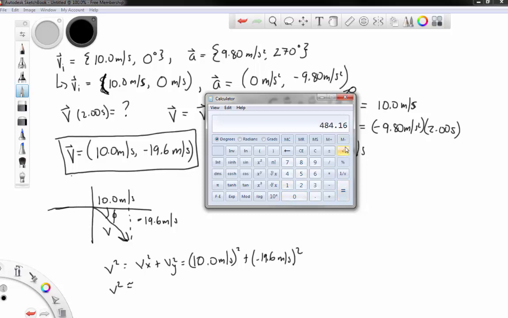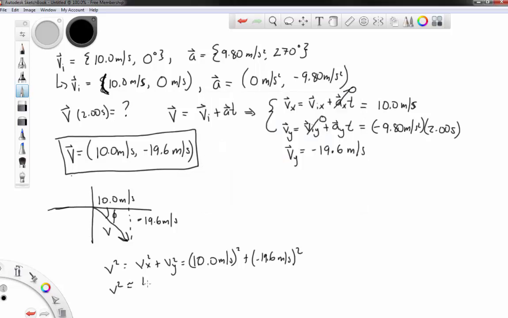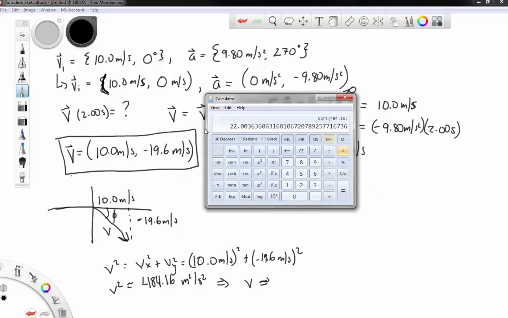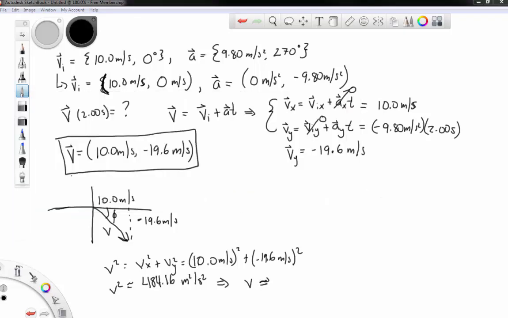To get the v squared part, this is fine. So this is 484.16 meters squared per second squared. That means that the final speed is actually going to be given by the square root of that number, which is 22.00. And we actually have three significant figures that we'll keep. So 22.0 meters per second is what we can record for our final speed. That is in fact faster than the initial speed of 10.